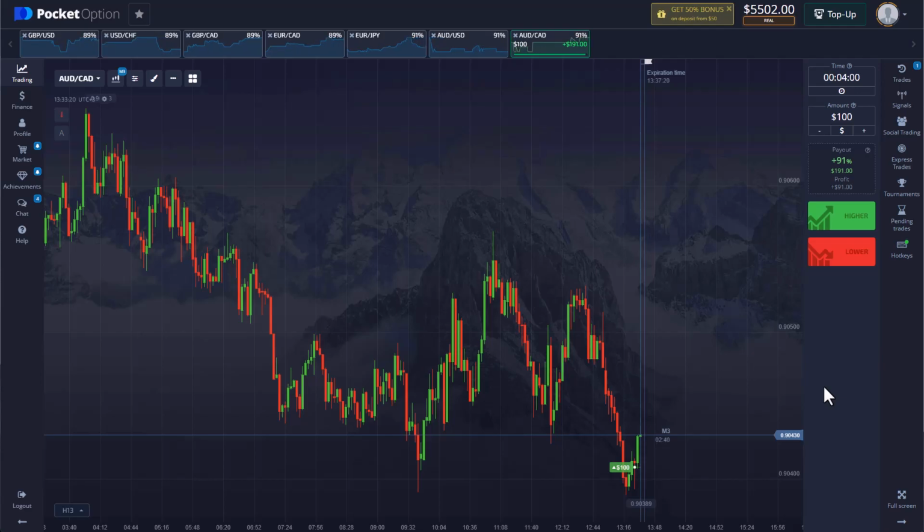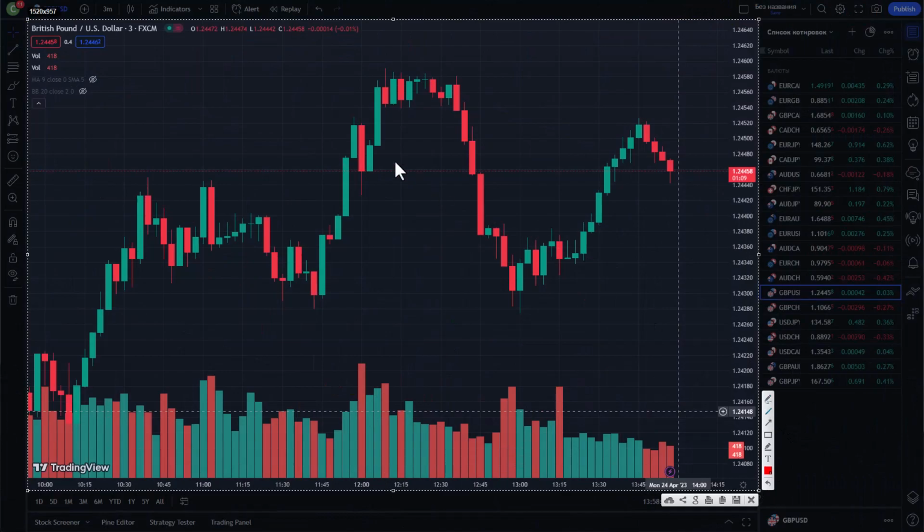Let's make a small stop here to pick up our first win of the day and move to the analysis of our next pair, which is British pound to US dollar.